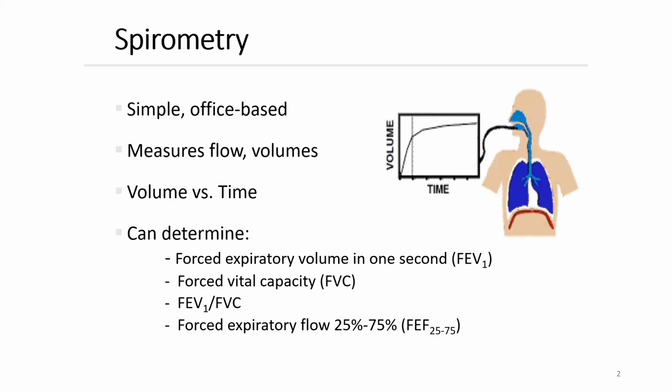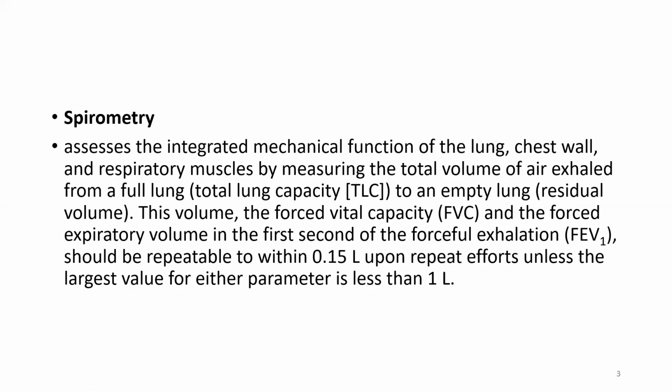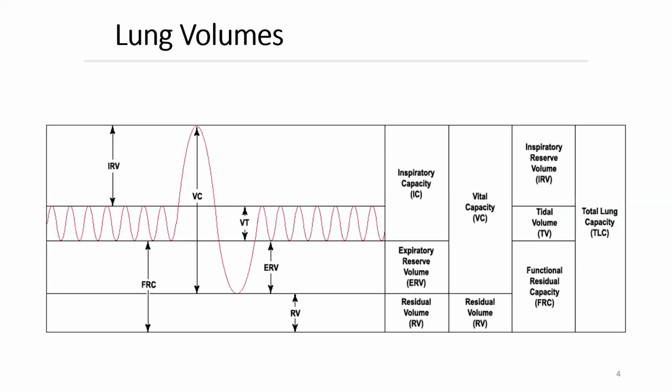This is the spirometry, simple office-based. It measures flows and volumes. Volume versus time. It can determine forced expiratory volume in 1 second, forced vital capacity and the ratio between them, between FEV1 and FVC, and forced expiratory flow 25-75. This graph is very important to understand.